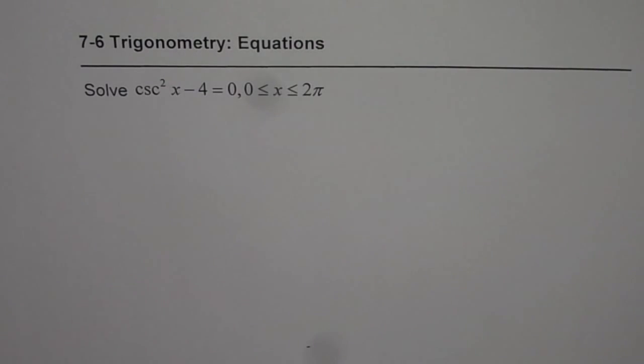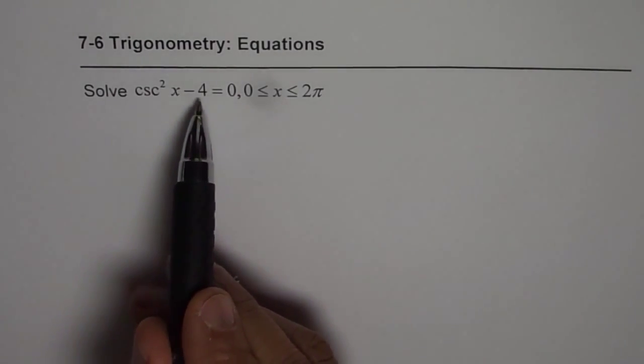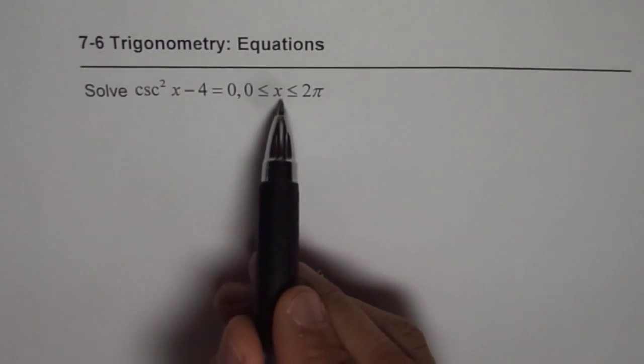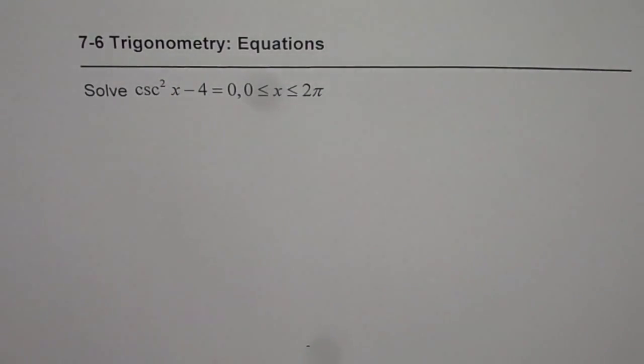I'm Anil Kumar, and now let us understand how to solve trigonometric equations. So I've taken a very simple form which is kind of quadratic in nature, and we'll explore the possibilities of all the solutions in the given domain. The question here is: solve cosecant square x minus 4 equals 0, where x is greater than or equal to 0 and less than or equal to 2 pi.